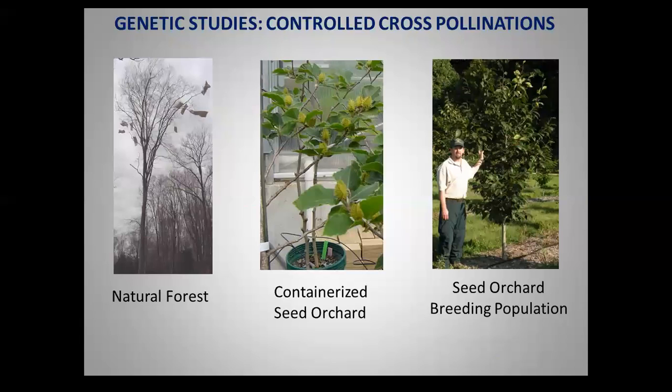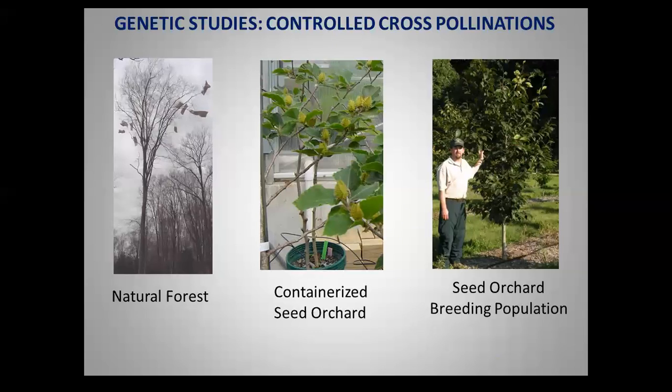Controlled cross-pollinations, we started out doing these directly in the natural forest where the resistant trees were found, and that's depicted in the slide on the left-hand side. And you can see the pollination bags that we put up there to prevent any pollen contaminants from when we actually applied the pollen from our known father onto the flowers of that female tree. We also can do crosses on containerized grafts, and that's shown in the middle photo.